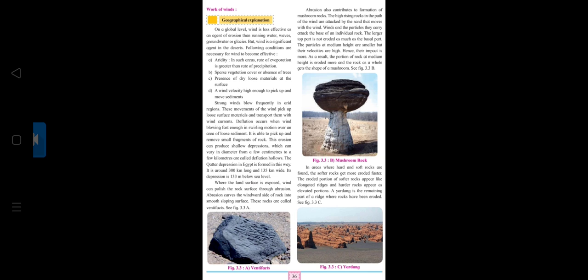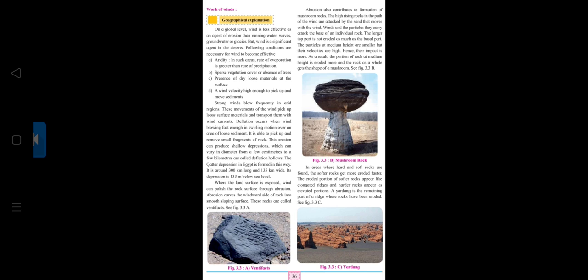Frequently these movements of the wind pick up loose surface materials and transport them with wind currents. Deflation. Now, what is deflation? Deflation in geology is erosion by the wind of loose materials from flat areas of dry, uncemented sediments, such as those in deserts and floodplains. So it's like a decline or a removal of the solid particles in desert areas.